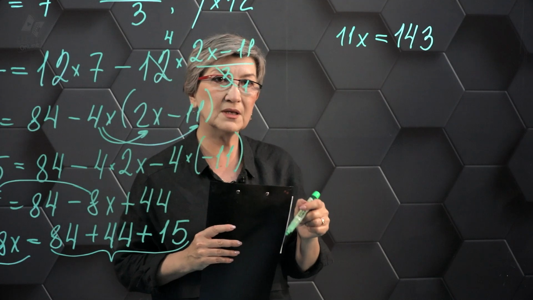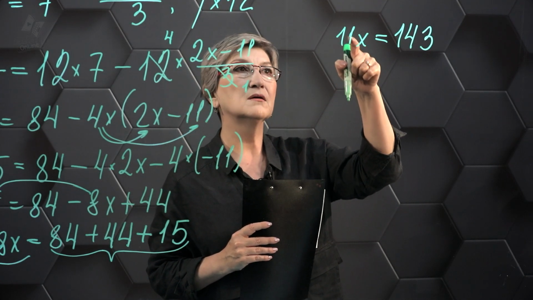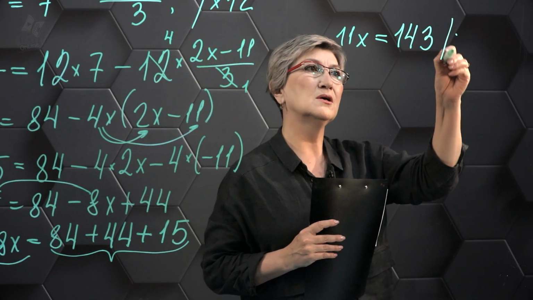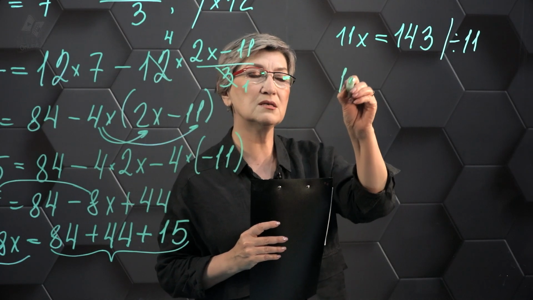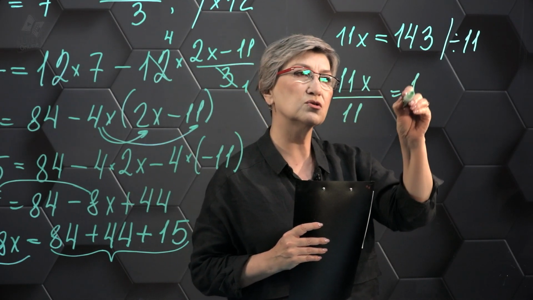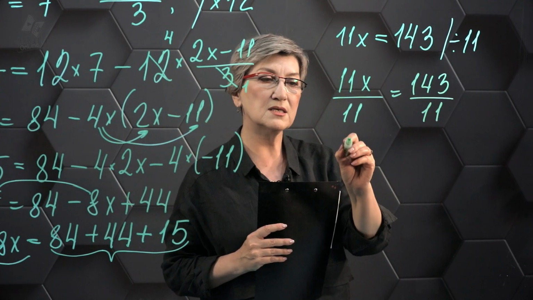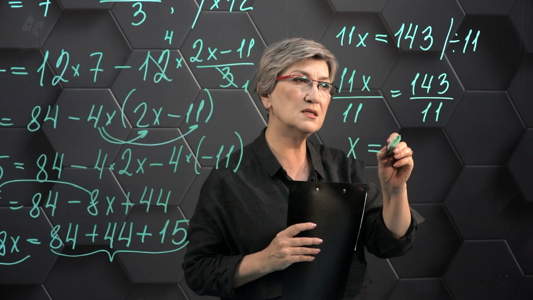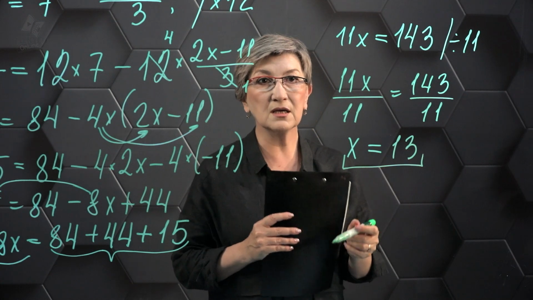Well, now I need to do one last action. I need to write down what x equals. But x has a coefficient of 11, so I'm going to divide. So I'll divide the left and right parts by 11. The result is 11x divided by 11 equals 143 divided by 11. The result is x equals 143 divided by 11, which is 13. And the root of our equation is the number 13.